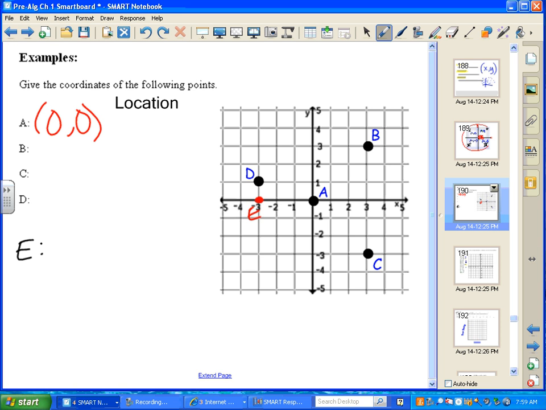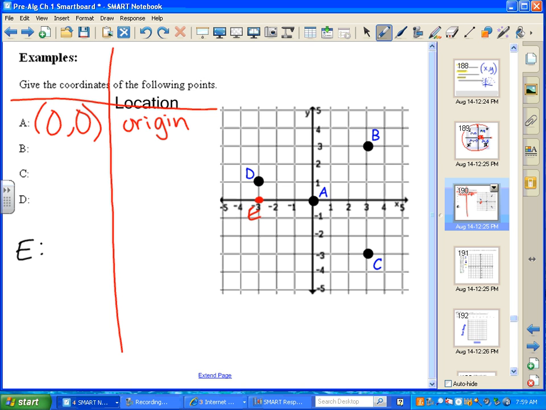Hold on. So put 0, 0 first, and then what I want you to do is make a little chart like I'm doing right now. So the left-hand side is the ordered pair. The right-hand side is the location. How do you describe the location of that? How do we describe the location, Charles? Origin. So location of that is origin.